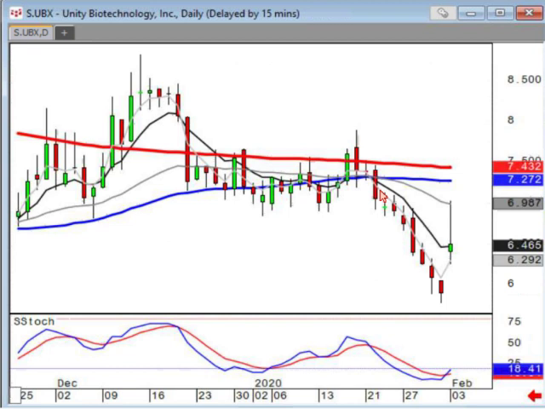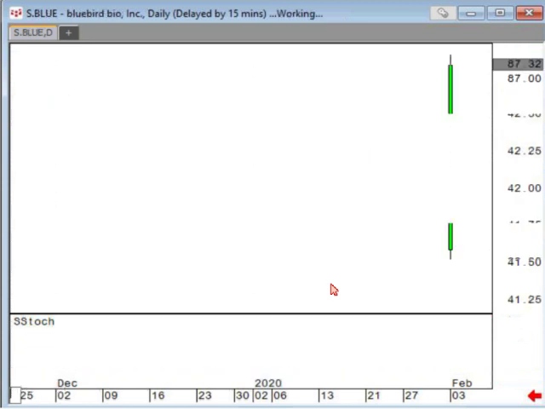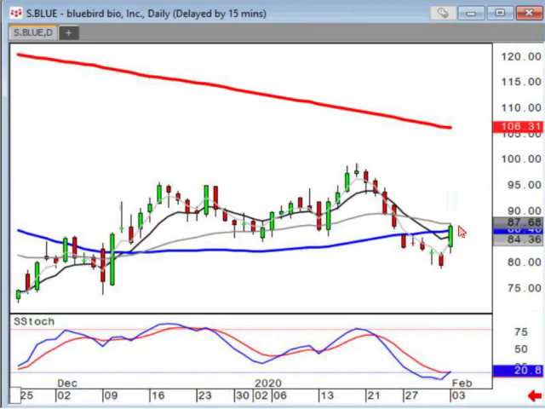Same scenario on UBX. If it opens positive tomorrow, bullish doji sandwich. And Miller, I think this is Miller Furniture. Same scenario. This opens positive, bullish doji sandwich. So there's three that have setups with flutter kickers, but blue has a setup for a kicker signal.